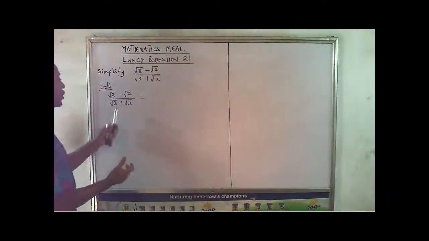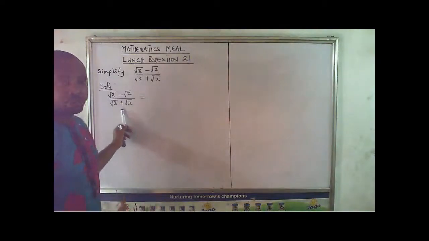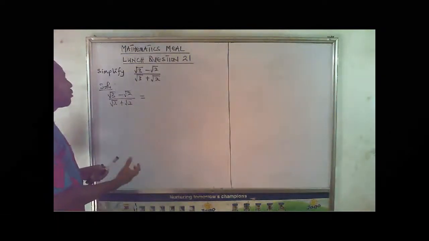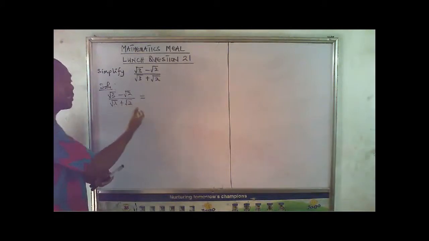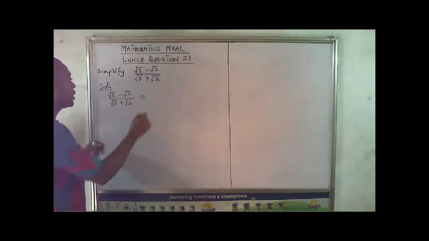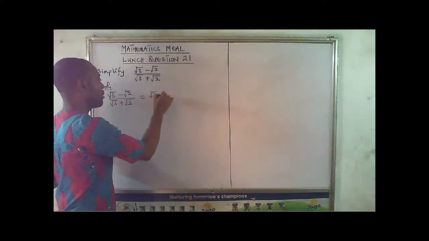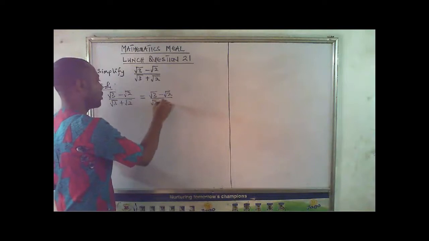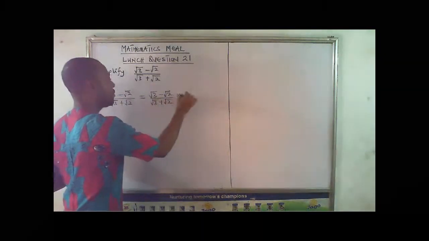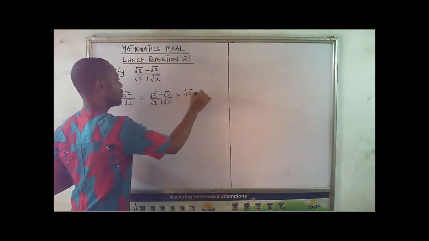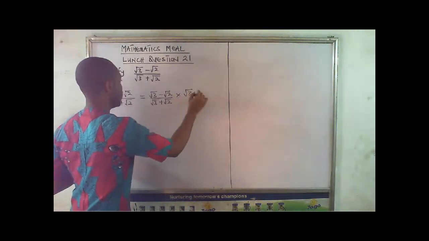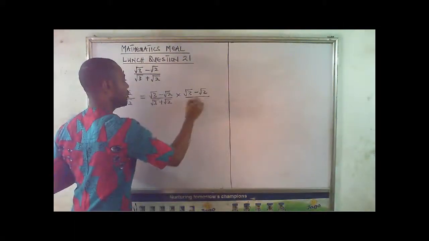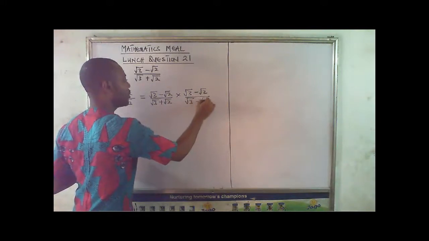So the first is to identify or obtain the conjugate of the denominator, and then we use it to multiply the numerator and the denominator. So we have square root of 3 minus square root of 2 divided by square root of 3 plus square root of 2, times square root of 3 minus square root of 2 divided by square root of 3 minus square root of 2.